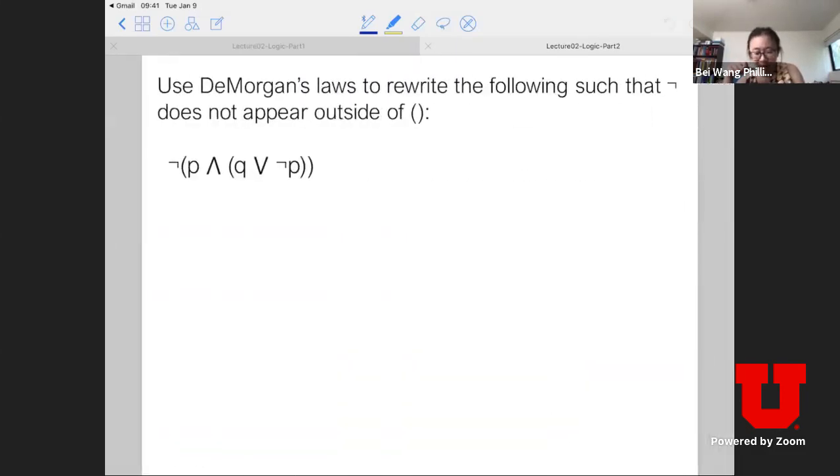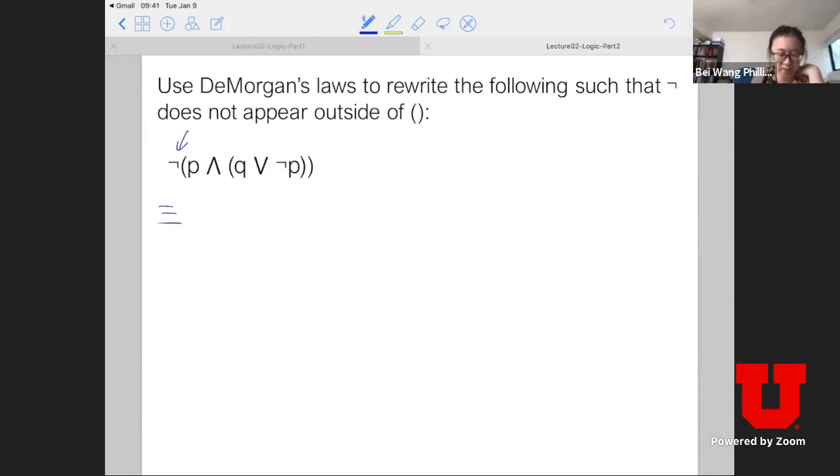All right, let's do two more practice problems. Again, you can pause the video now and try to solve this on your own. Here, the task is to use De Morgan's law to rewrite the following expression so that the negation does not appear outside. So again, if you start this problem, you ask which negation operation to pay attention to. It's the outermost one. I just bring it inside.